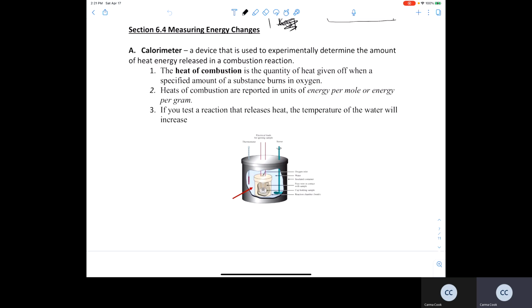Heats of combustion are reported in units of energy per mole or energy per gram. Some common units would be joules per mole or joules per gram. Also, kilojoules per mole or kilojoules per gram.